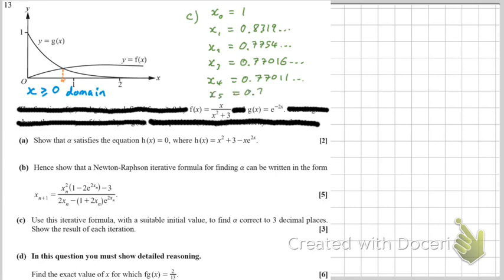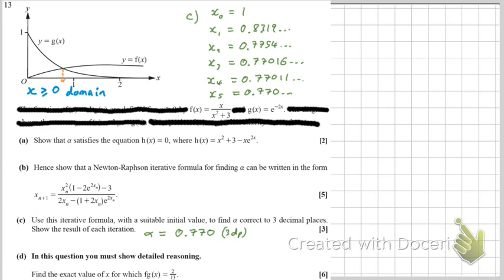And I'll do one more time to convince ourselves that that is where it's converging to, and that's fine. You're looking to do it to 3dp, so that seems to be where it's converged. So our answer is 0.770 to 3 decimal places.